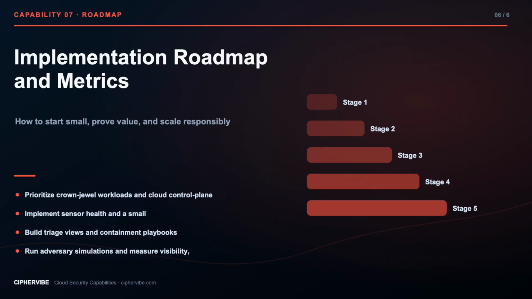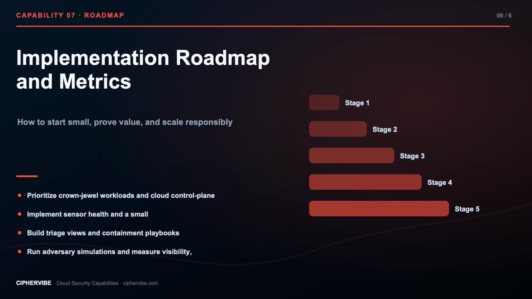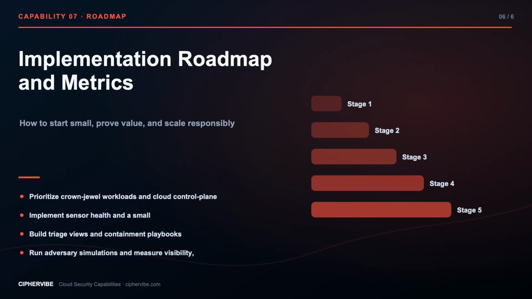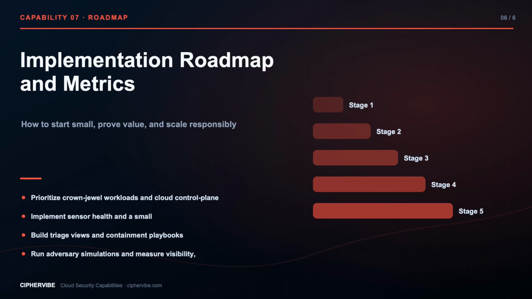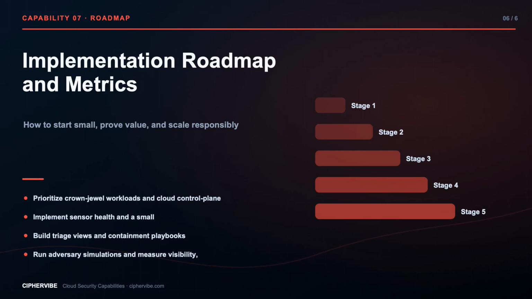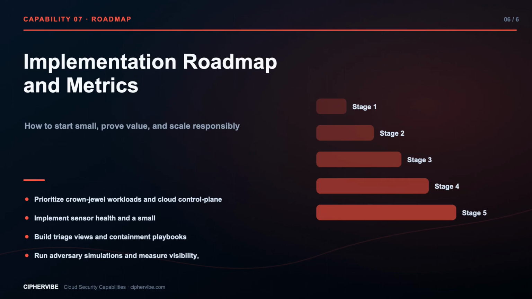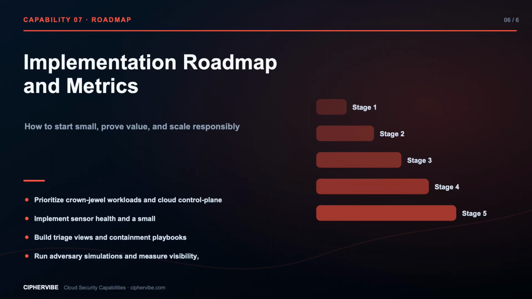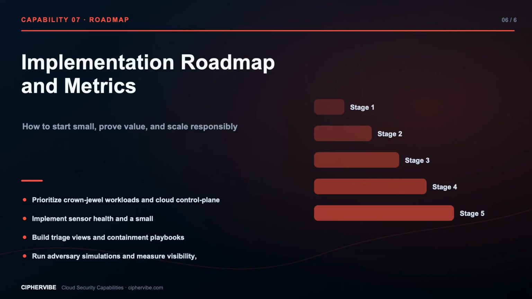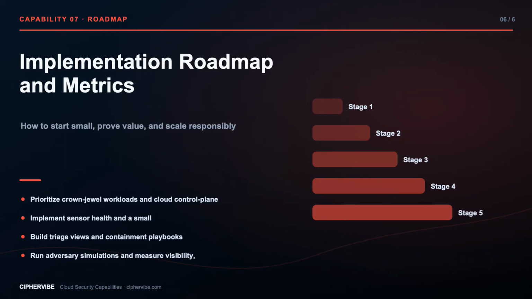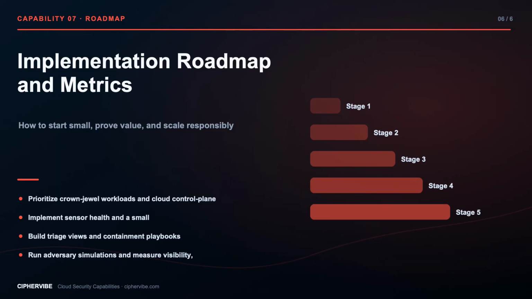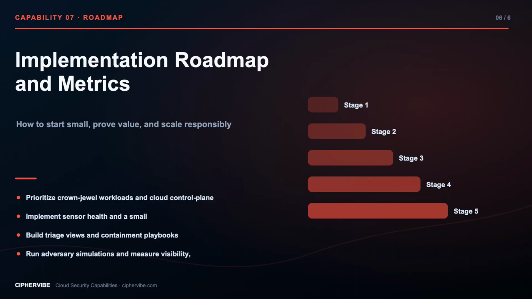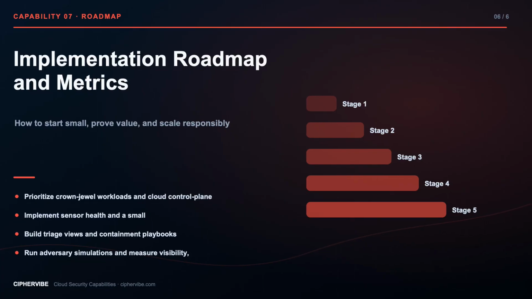Maturity means the organization can discover important risk, explain it, assign it, act safely, verify the result, and learn from recurrence. Review the roadmap quarterly. Changes in architecture, threat activity, regulation, business strategy, and provider services can alter both priorities and assumptions. Retire metrics and controls that no longer guide useful decisions.